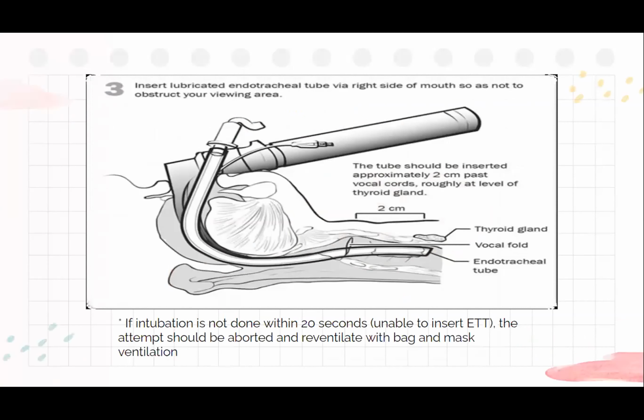And then you can insert the lubricated endotracheal tube via the right side of the mouth so that you do not obstruct your viewing area, which is the left side. And then the tube should be inserted approximately 2 cm past the vocal cords, roughly at the level of the thyroid gland. And in case intubation is not done within 20 seconds, you have to stop the procedure first, and then reventilate the patient with bag and mask ventilation. Then you have to repeat the intubation process.